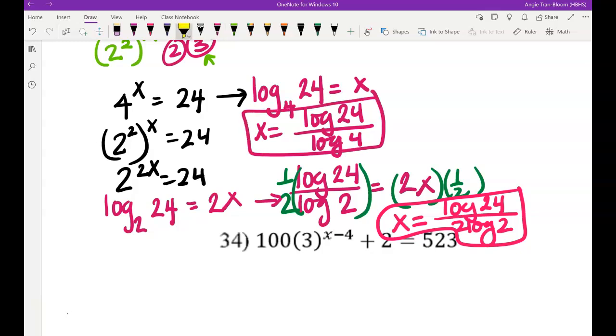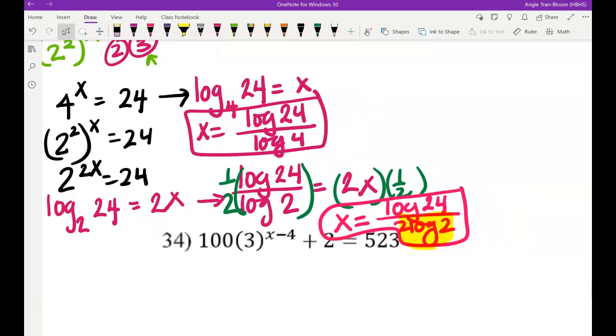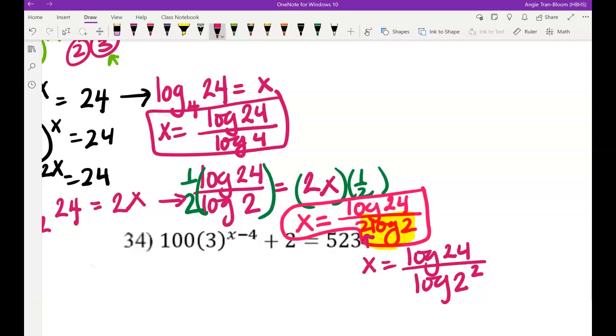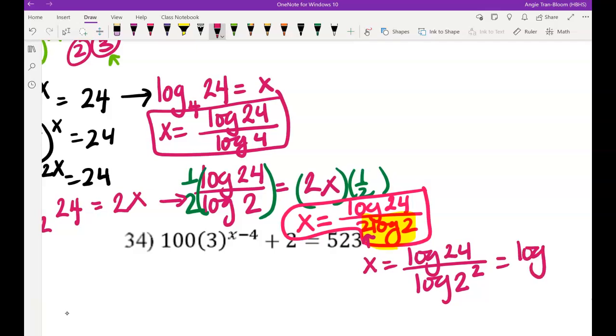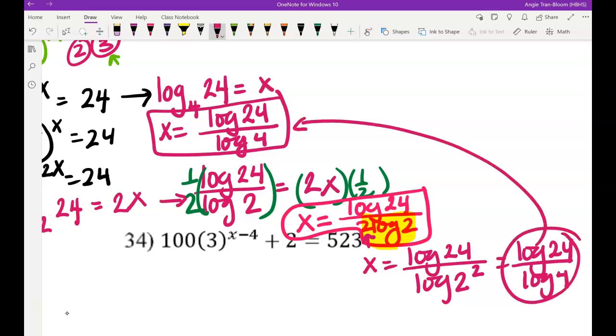Now I do want to bring up something. Can you guys see here? You have 2 times log of 2 on the bottom. Technically, if you want to rewrite this as a power, students, x equals log of 24 on the numerator divided by log. Remember, this front number here becomes a power. So if you can see that's a power, that's the same thing as log of 24 divided by log of 4. So that's the same thing as we have over here, okay?